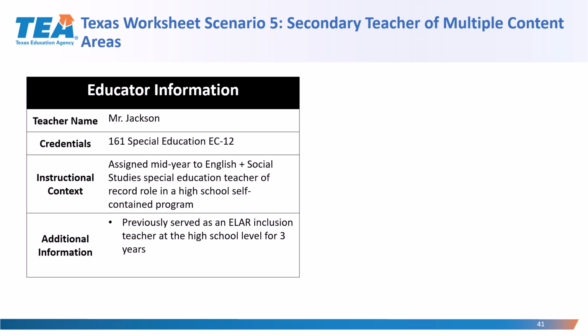Next, we'll complete the worksheet for a secondary teacher of multiple content areas, Mr. Jackson. Mr. Jackson has taken and passed his 161 Special Education EC-12 exam and holds the aligned certificate. Mr. Jackson is assigned mid-year to an English and Social Studies Special Education Teacher of Record role in a high school self-contained program.